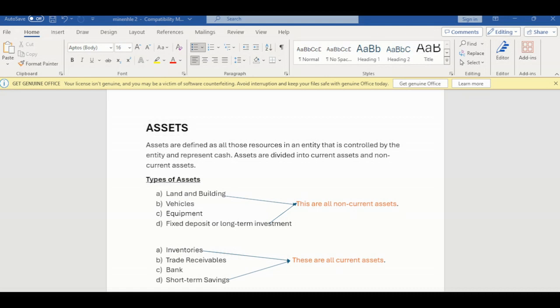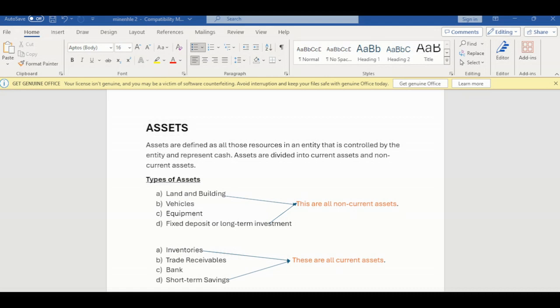Then the vehicle is all means of transport that the enterprise or the business has bought to transport goods and services from one place to another. So you need transport to deliver your goods and services to your customers. Number 3, equipment: all items needed to run the business, for example cash registers, chairs, and also computers. All those computers and cash registers used inside the business are called what?